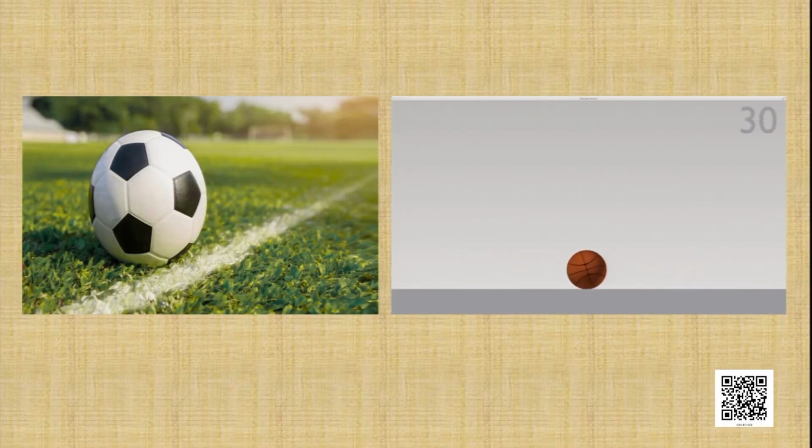So here is the first picture in front of you. As you can see, there is a football lying on the ground, and in the second frame you can see a ball is rolling. So what do you conclude from these two frames? Of course, you must be saying that the football is at rest, and in the second frame the ball is in motion, that means it is rolling.